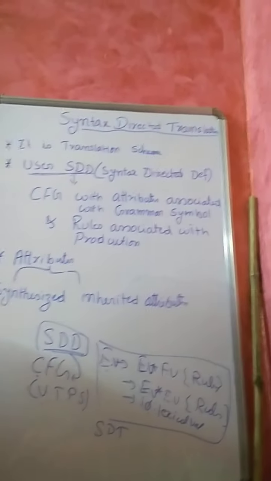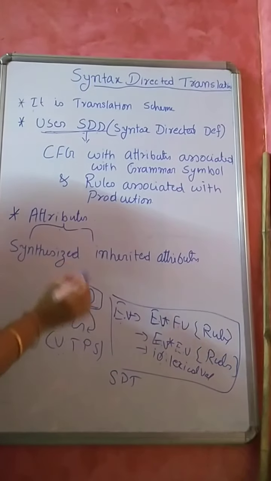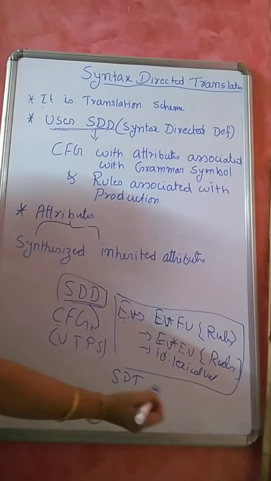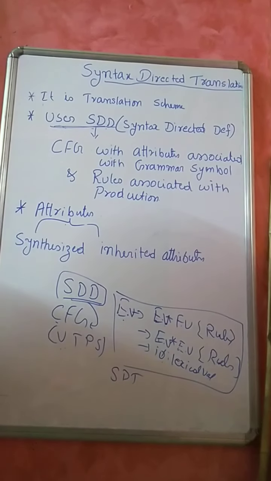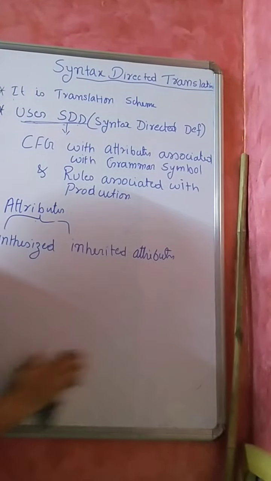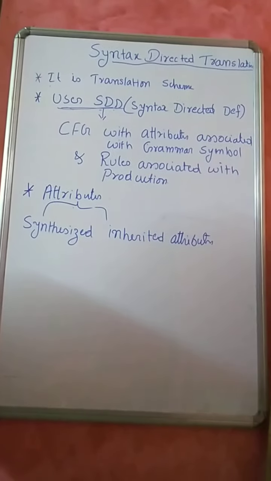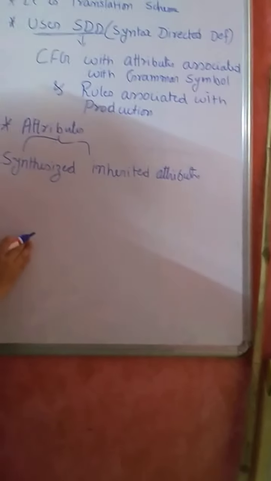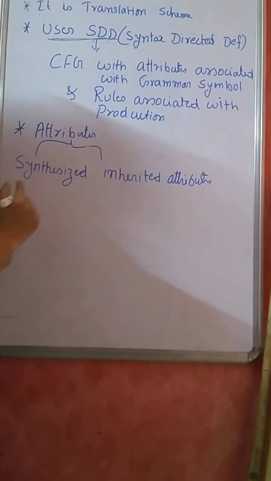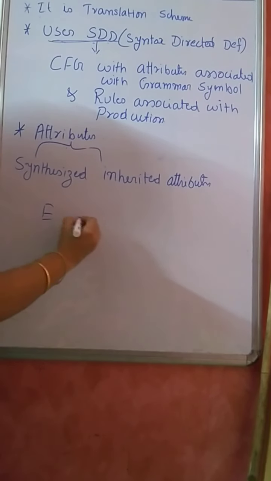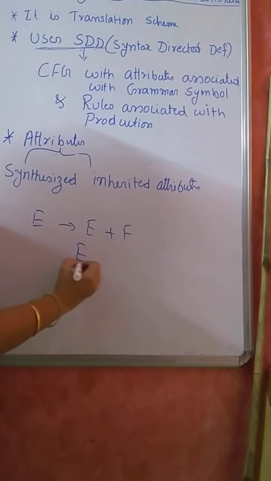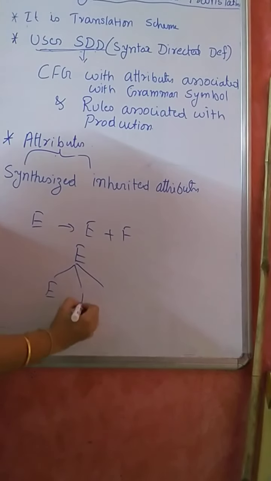When I take this SDD, as I told you, the attributes are associated with the grammar symbols and rules are associated with each of the productions. Now when I take this attribute, there are two types of attributes that can be associated with your grammar symbol: one is called a synthesized attribute and the other is called an inherited attribute. What do you mean by a synthesized attribute and an inherited attribute? Suppose I have this production E plus F, then the parse tree for this I can write like this, E plus F.